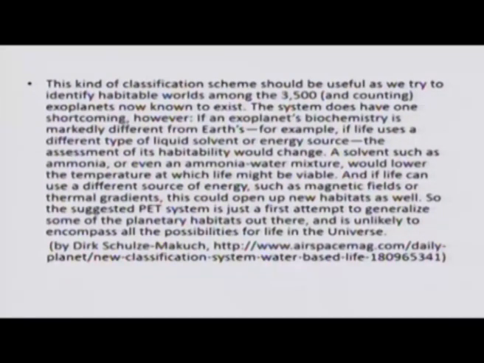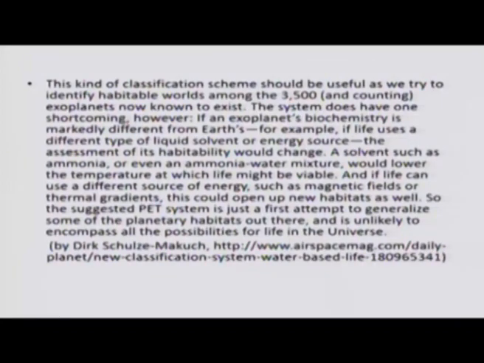A solvent such as ammonia or even an ammonia water mixture would lower the temperature at which life might be viable. And if life can use a different source of energy such as magnetic fields or thermal gradients, this could open up new habitats as well. So, the suggested PET system is just a first attempt to generalize some of the planetary habitats out there and is unlikely to encompass all the possibilities for life in the universe.